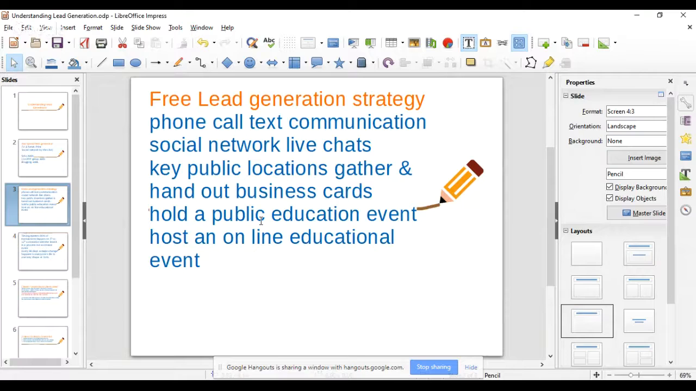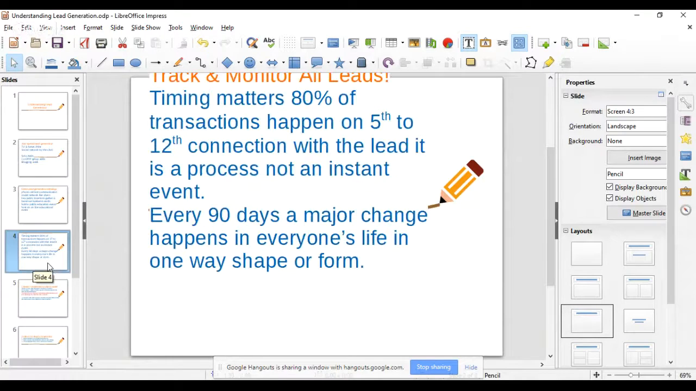You can also host an online educational event like this Google Hangout that you're watching right now. People can be invited to that, watch that, and receive value from it, and decide that they want to follow something that makes sense versus a hypothetical hope. There's a big difference, folks.